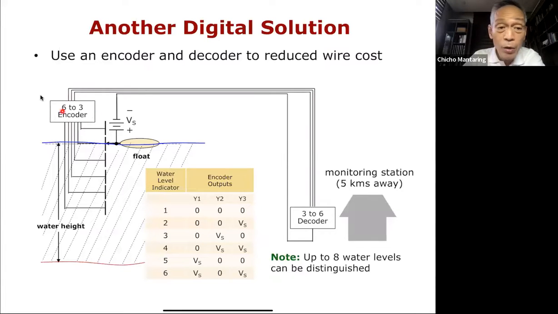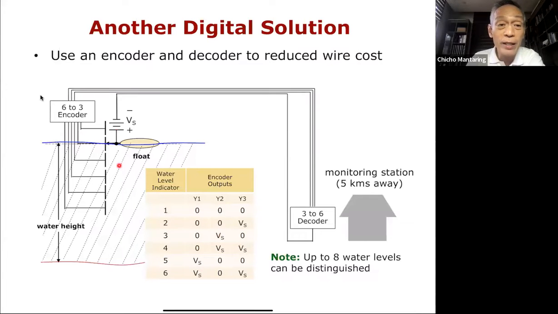Now, what is the role of the encoder? Notice that the encoder has 6 inputs. At any given time, only one input will have a voltage. Kasi itong voltaheng to, itong V of S na to, no? Okay, it will make contact with that particular contact depending on the height of the water, but it will not make contact with 2 contacts, only with 1. So depending on which input has a voltage, ito yung magiging output ng encoder ko.